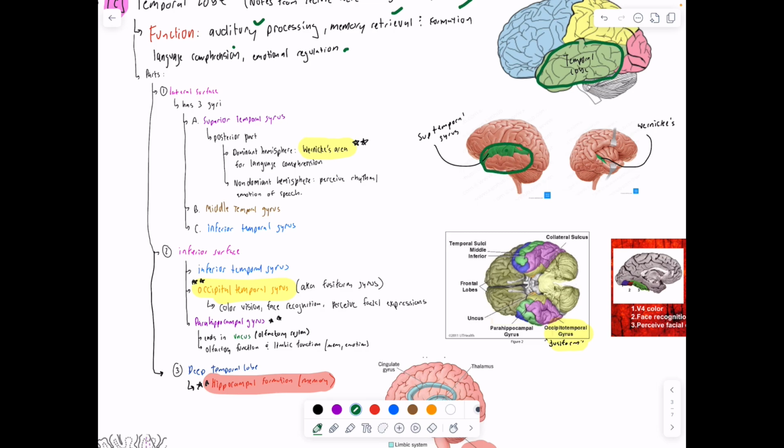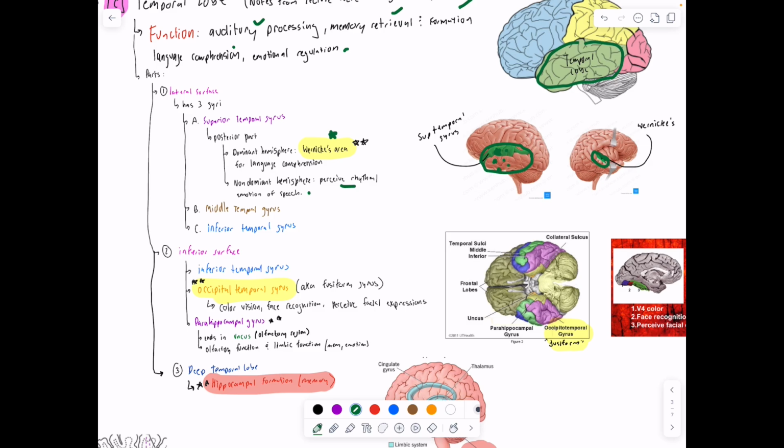This is the superior temporal gyrus, middle temporal gyrus, inferior temporal gyrus. And the superior temporal gyrus, if you were to sort of peel it back, you can see that we have Wernicke's area right here. And specifically, you have it on the dominant hemisphere. On the non-dominant hemisphere, you're going to have just an area that perceives the rhythm and emotion of speech.